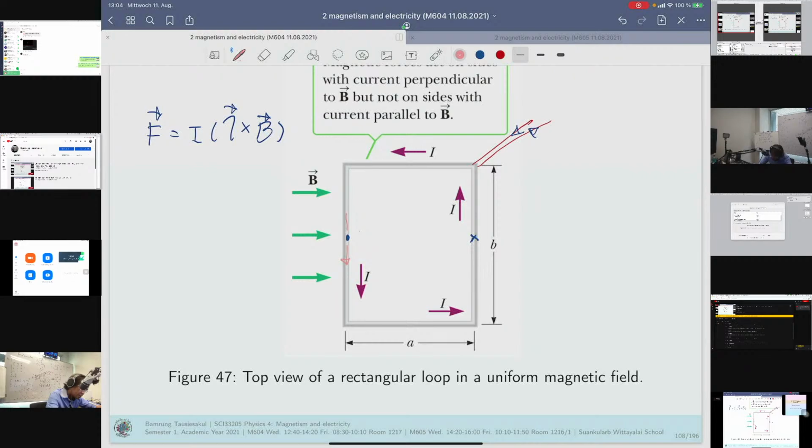Okay, when you curl or rotate your four fingers from L to B, from the first vector to the second vector, you will find that your thumb is going to point upwards, out of this plane. That's why you get the dot symbol here. The force on the left side, denoted by F with subscript 1, is pointing out of the plane, or if you look at the side view, pointing upward.